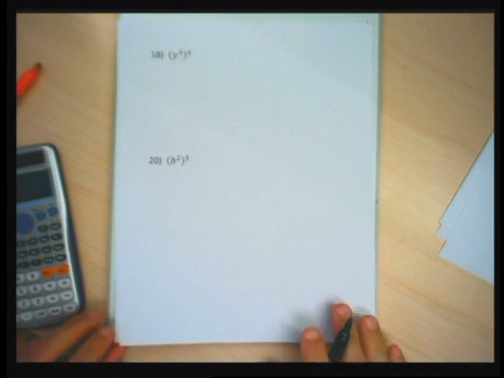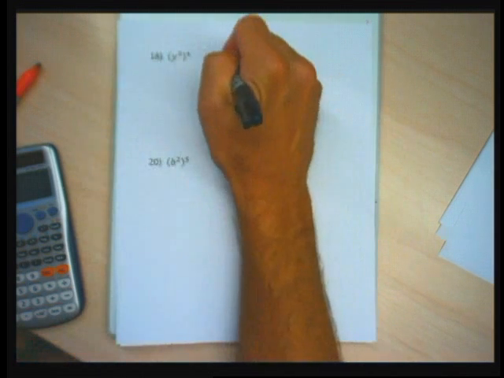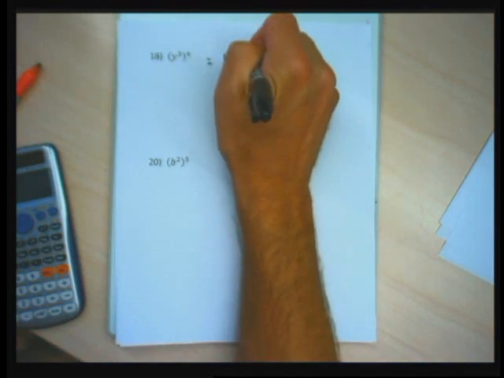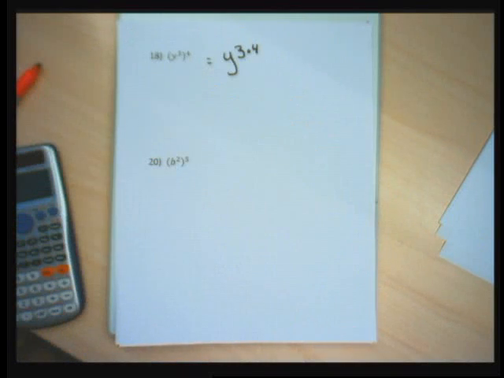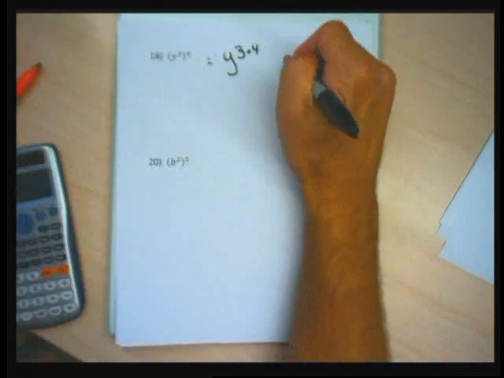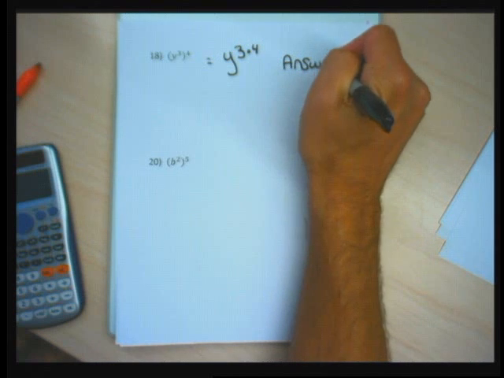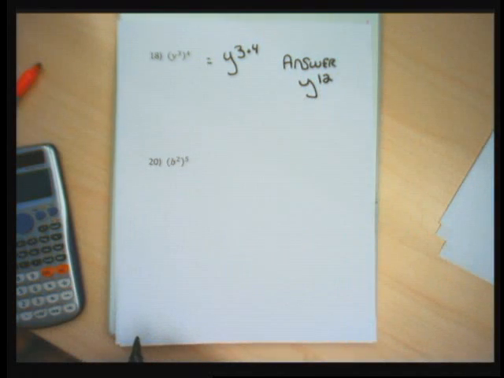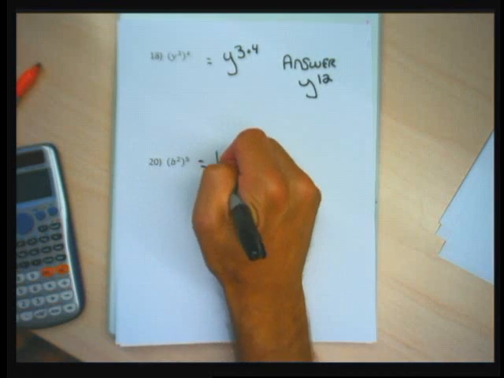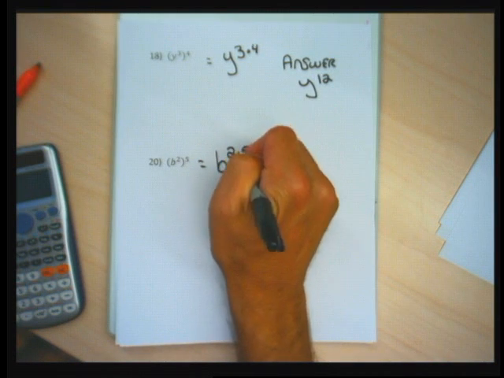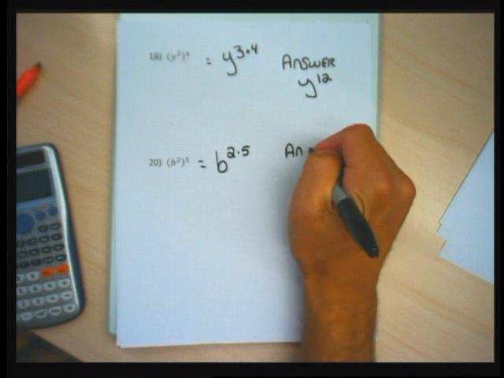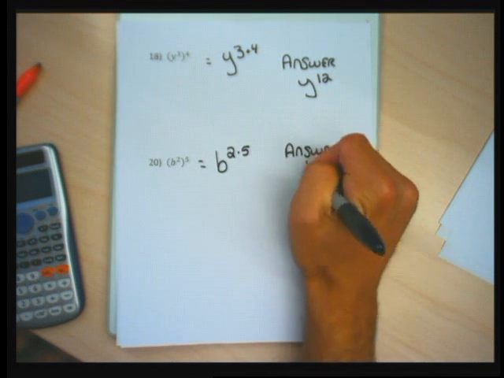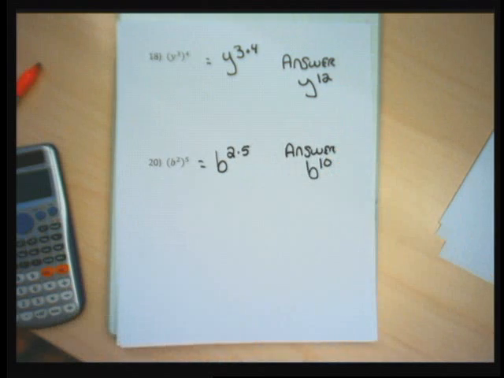The next few problems, I have one base, two exponents, so I'm just going to multiply the exponents. In problem 18, to clear the parentheses, the base of y has an exponent of both 3 and 4. I multiply the exponents. The answer to this problem is going to be y to the 12th. For 20, I have one base, b, with two exponents, 2 and 5. To simplify that, I multiply the exponents and get b to the 10th.